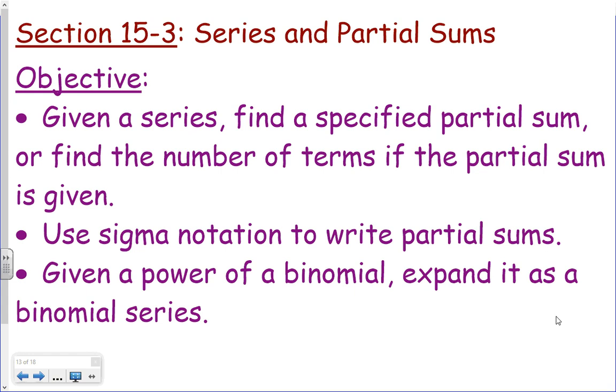Our objective here is, first, given a series, find a specified partial sum, or find the number of terms if the partial sum is given. Secondly, given sigma notation, or use sigma notation to write partial sums. And third, given a power of a binomial, expand it as a binomial series, which actually that third part is what we're going to focus on here in the third part of section 15.3.